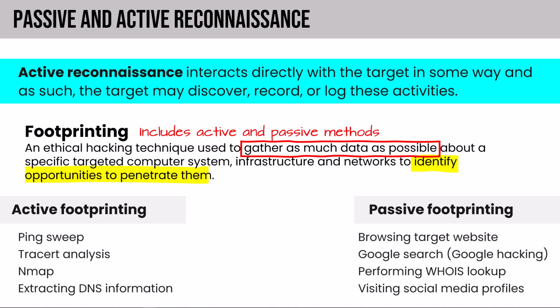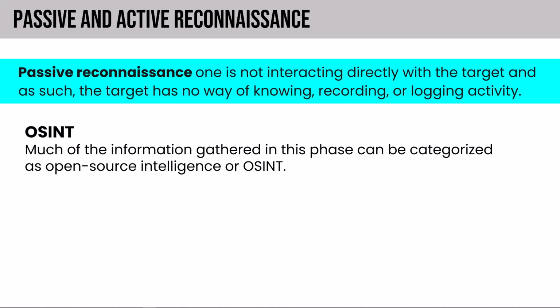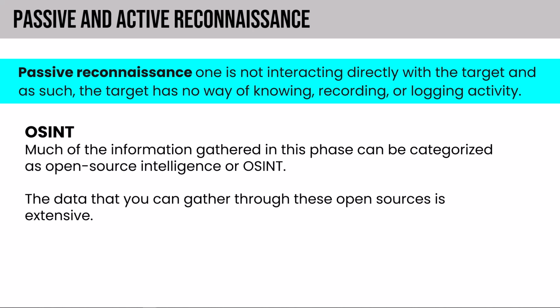So as I mentioned, passive recon is one of not interacting directly with the target, and as such that target has no way of knowing, recording, or logging the activity. And much of the information gathered in passive reconnaissance is open source information because it's publicly available. It's data you can gather through any number of sources.